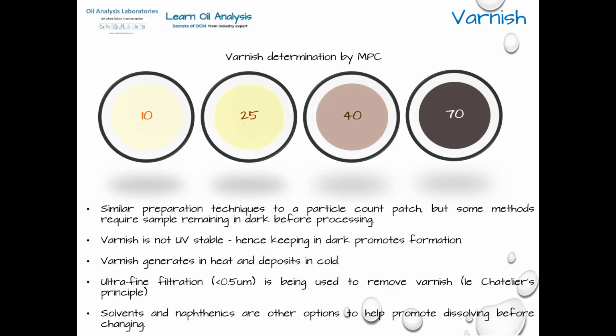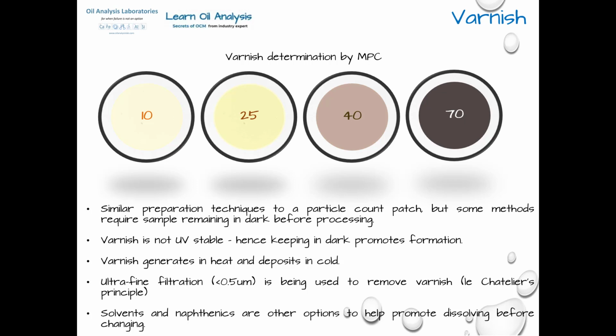But a popular way at the moment is Membrane Patch Colorimetry, or MPC for short. This involves storing a sample of oil in the dark to allow varnish particles to start to fall out of suspension and precipitate in the relatively cold temperatures outside the machinery and away from direct sunlight that can break down varnish particles. The oil is then filtered through a filter paper patch and the darkness is measured to determine the amount of varnish potential the oil has.